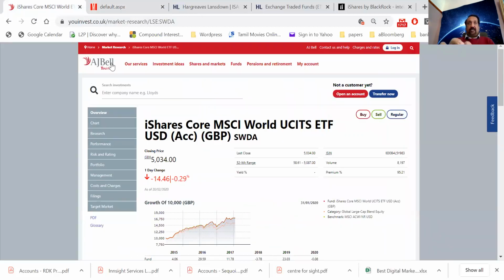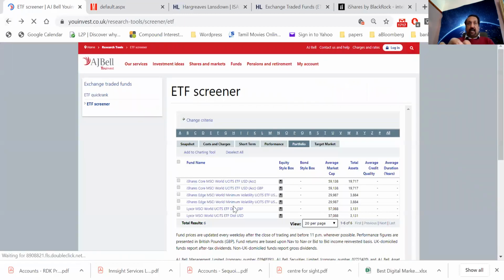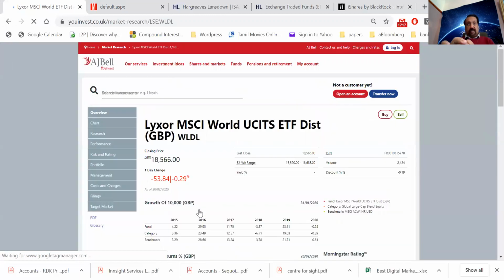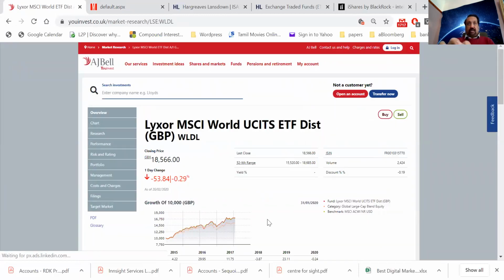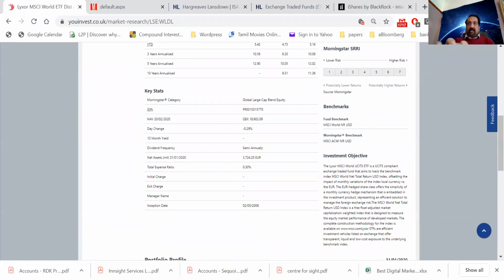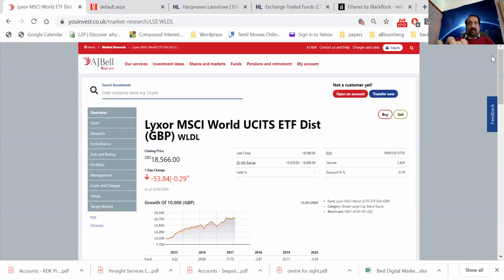Then let's go to the next one. You can click on that. You will get information about Lyxor. That's also a hugely reputable company. It's a French company, so it's also done almost the same thing. Basically it's doing the same thing. Okay, so you can go with one or the other. I don't have a problem.